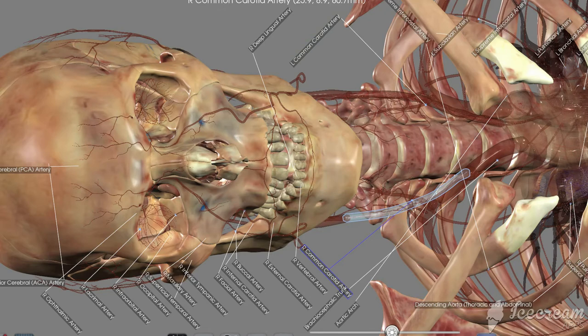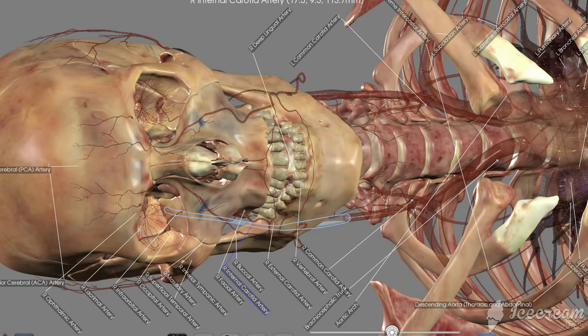Now let's follow either one of these common carotids up. The common carotids are going to split just before you get to the angle of the mandible. Remember, it's that bend sort of down towards the bottom of it right there. So each common carotid is going to split into an external and internal carotid.